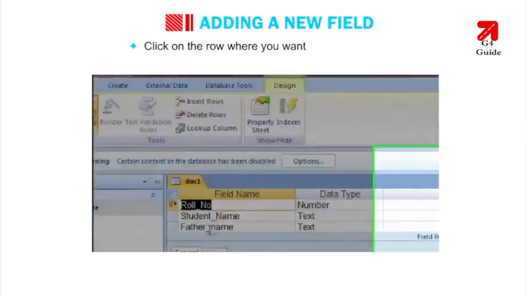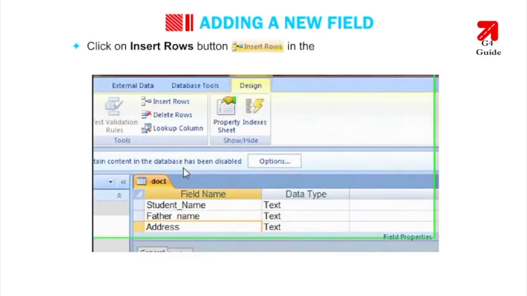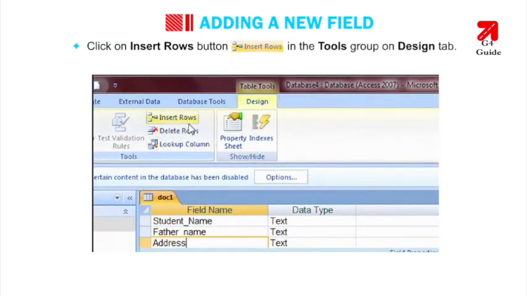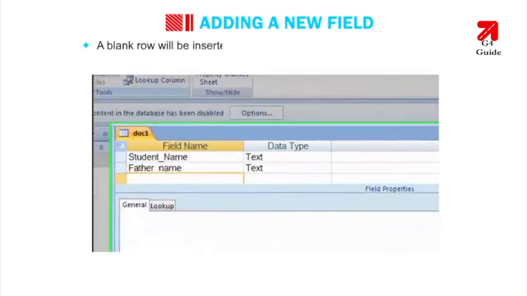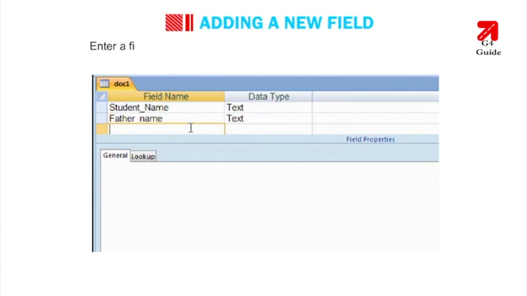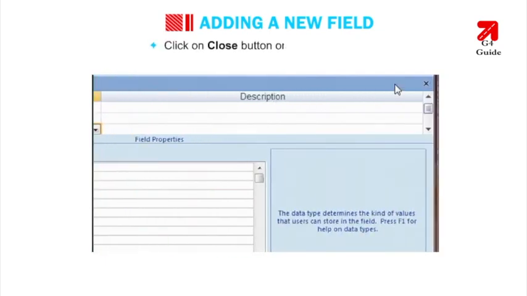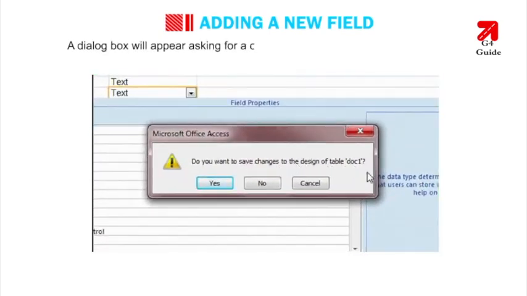Click on the row where you want to add a new field. Click on the Insert Rows button in the Tools group on the Design tab. A blank row will be inserted at the location where the pointer is placed. Enter a field name and data type for the new field that you have added. Click on the Close button on the table window. A dialog box will appear asking for a confirmation whether you want to save the changes or not. Click on the Yes button to save the changes.